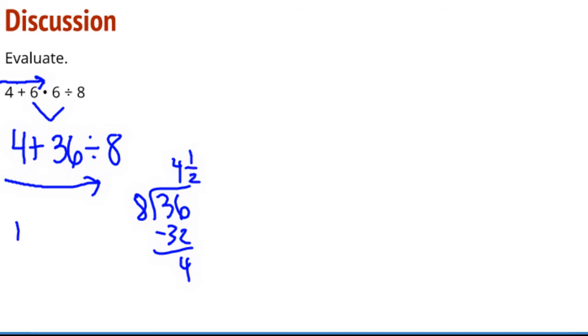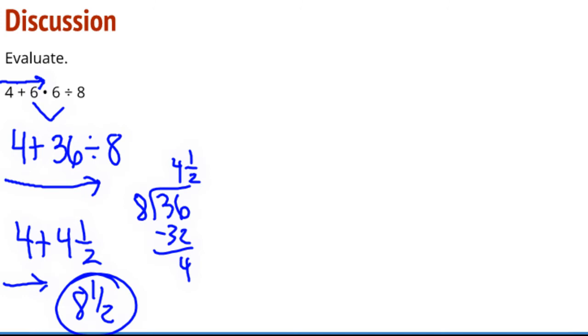So I've got 4 plus 4.5. And now I can go left to right. I don't see any more multiplication or division. So I'm going to go left to right, and I'm going to look for any subtraction or addition. And I've got an addition right there, and I end up with 8.5.